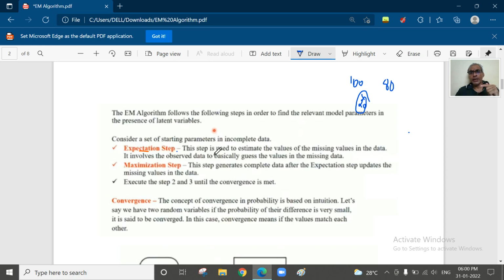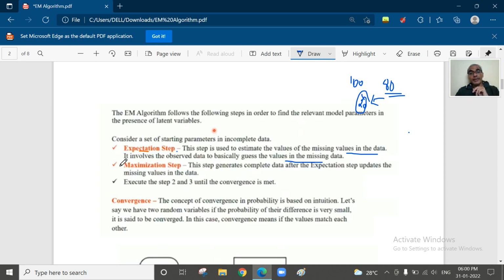The first step is the expectation step. This step is used to estimate the missing values in the data. Now 20 students are absent, so 20 values are missing, and we estimate these 20 values. It uses the observed data to guess the missing data. You observe the weights of these 80 students and guess the remaining weights of the 20 students. But when you guess the weights, are they correct? You are just guessing, so you want to see that this guessing becomes more appropriate, so that you converge.